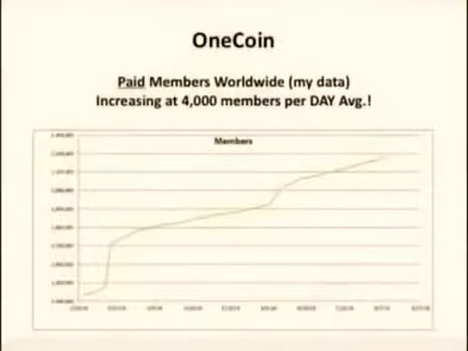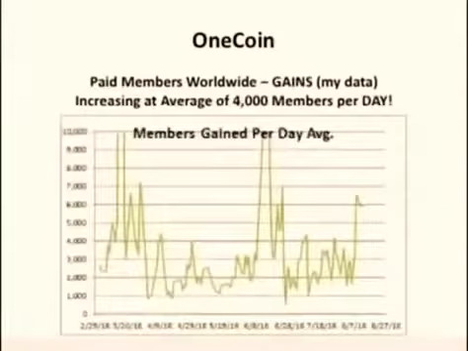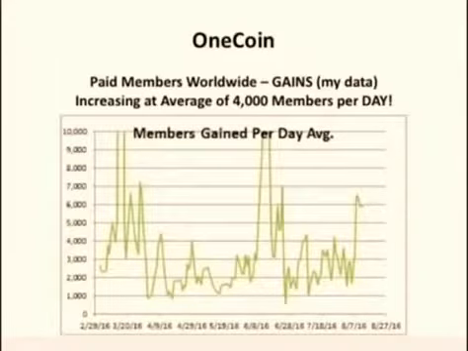So let's get back to our slideshow and see what's next on the agenda. Trying to cover a lot of slides very quickly. OneCoin membership is increasing around the world. Paid membership, people sign up, they have to pay a very small fee, 4,000 members per day. I did a mathematical analysis of the numbers I've been keeping track of every day, and the next slide shows how that number has been changing. There was a huge increase in early March. But on average, 4,000 people a day are joining this company, so something's going on internationally.